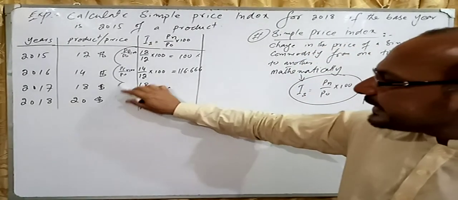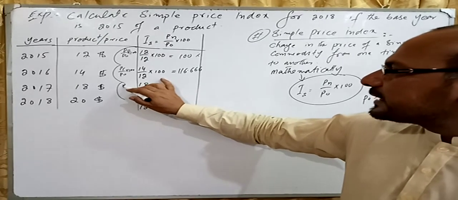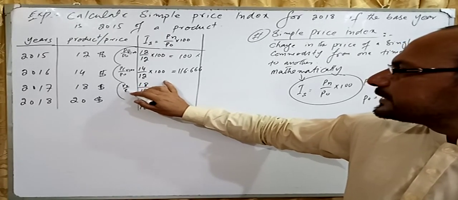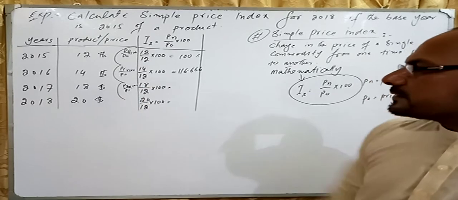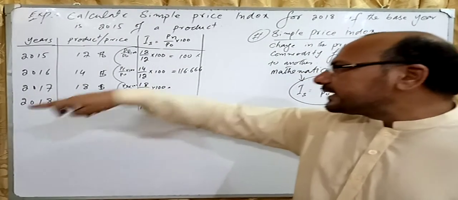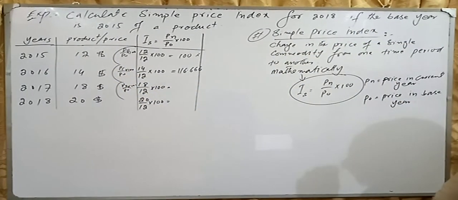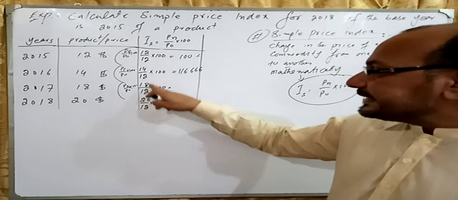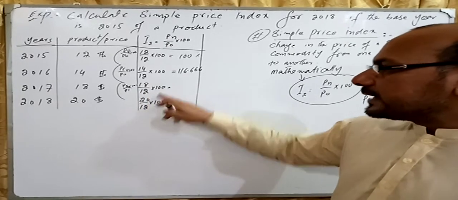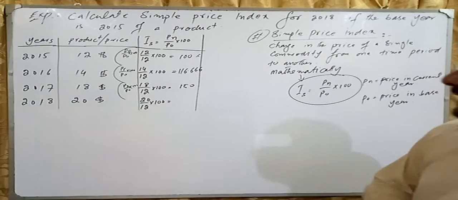Then moving towards the next one, the third year, it will become P2 divided by P naught multiplied by 100. That is the price in 2017 divided by the price in 2015, which was the base year. So 18 divided by 12 multiplied by 100 becomes 150.